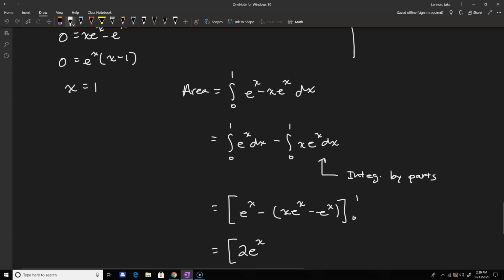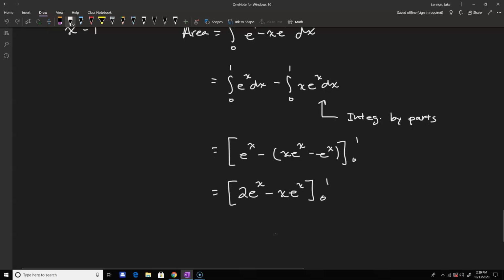and then we also still have our minus x e to the x. And we're plugging in 0 and 1. So when you plug in 1 here, you get 2e minus e. And when you plug in 0, the first term just becomes 2, and then the second term goes away because it's going to be multiplied by 0. So we get 2e minus 2, which is just e minus 2.